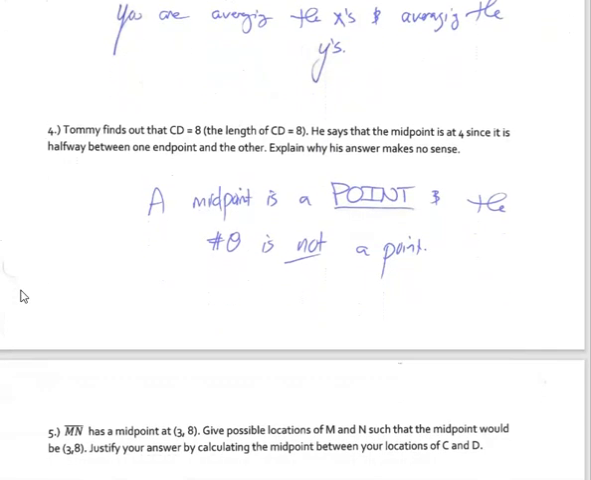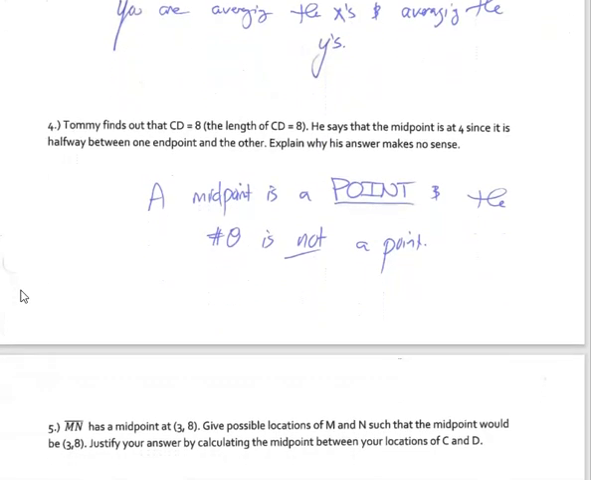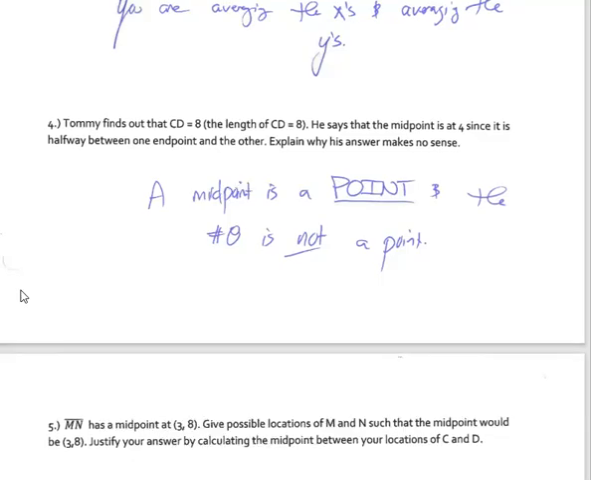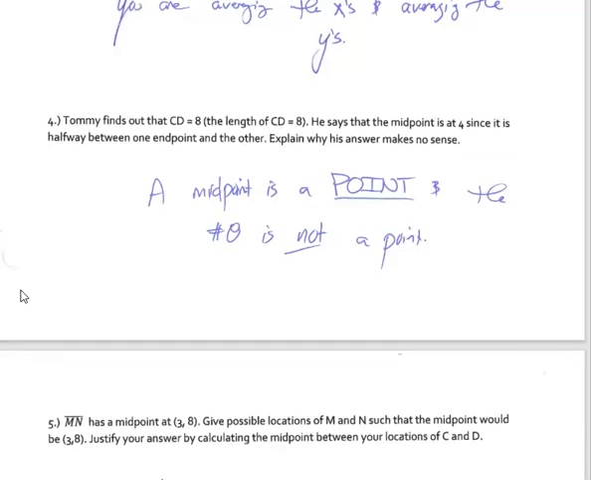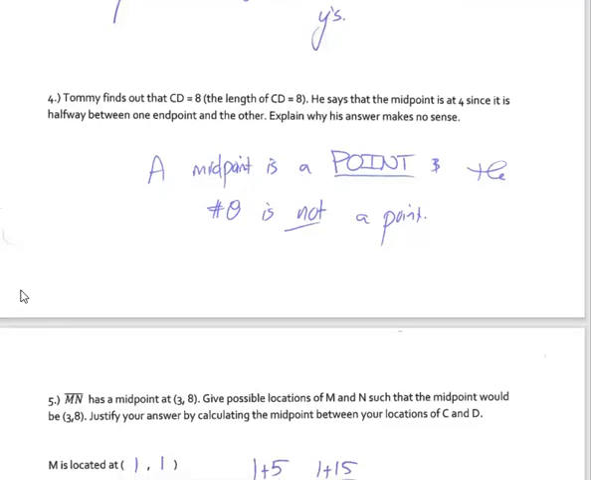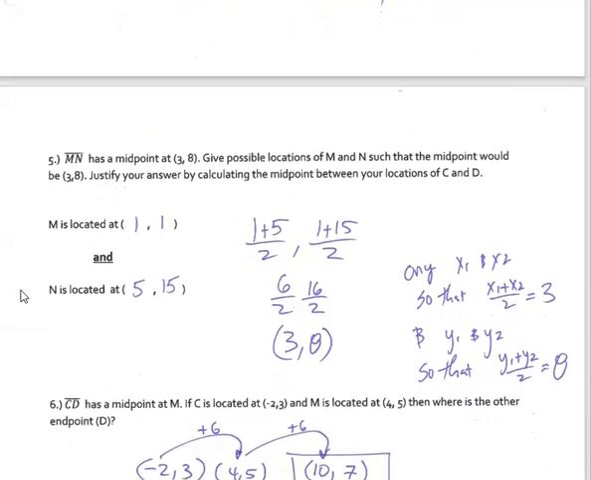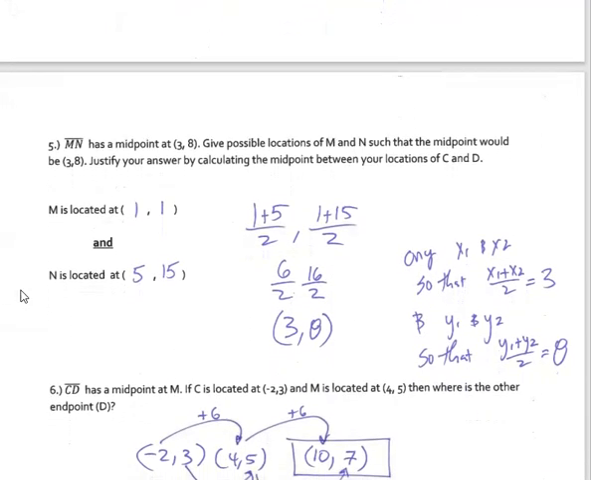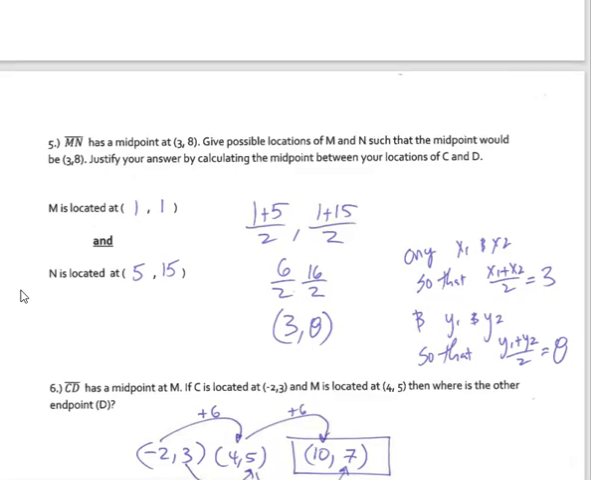Number 4, Tommy finds out that CD equals 8. The whole length of the segment is 8. He says that the midpoint is at 4. What's the issue with this? A midpoint is a point. The number 4 is not a point. That just doesn't make any sense. Number 5, you were supposed to give any 2 points where the midpoint would be located at 3, 8. I just gave one example, and that one example is 1, 1 and 5, 15.